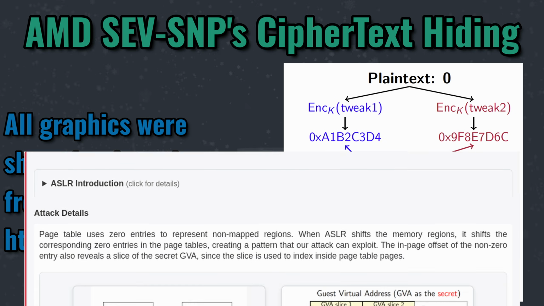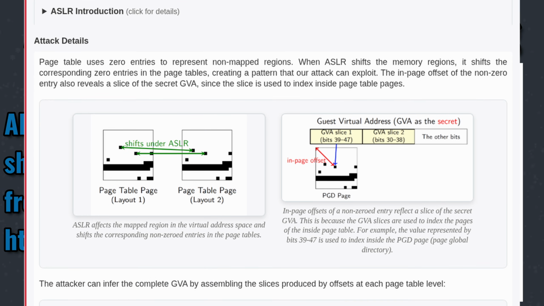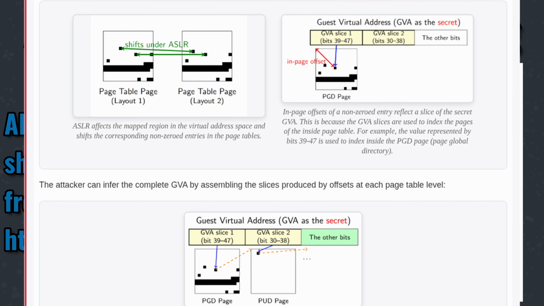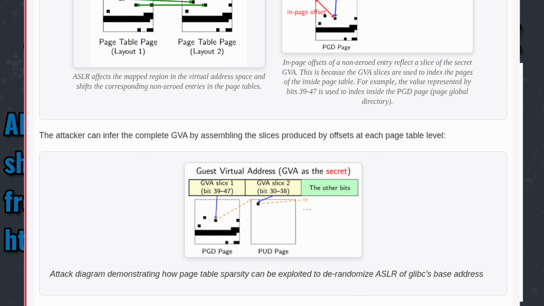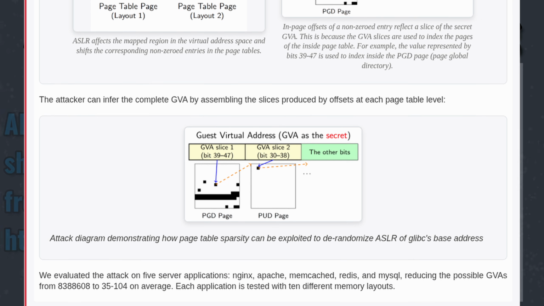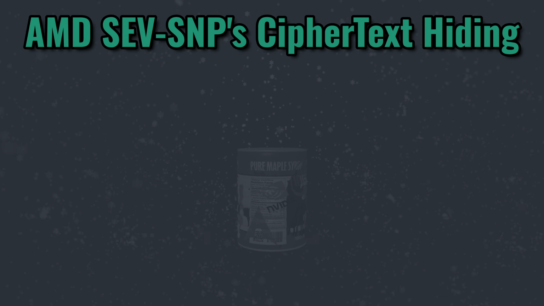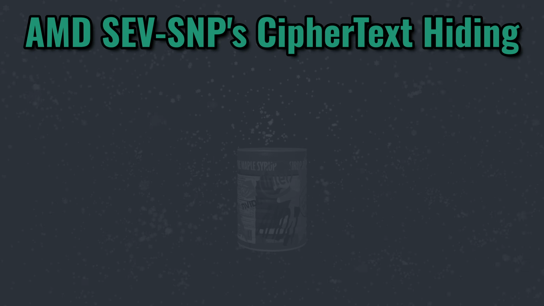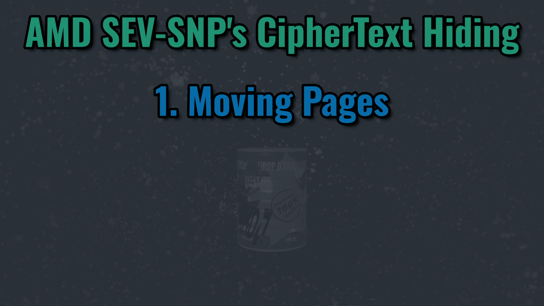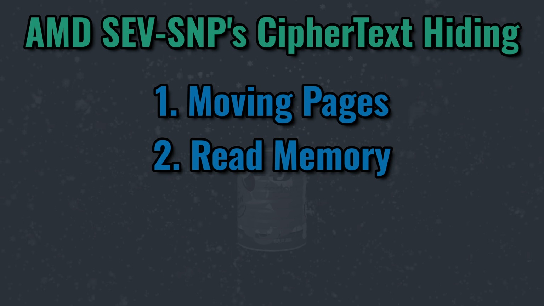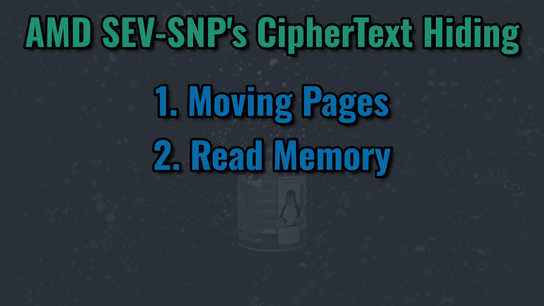So you can break the address space layout randomization. You can try to leak some positional information based on where there's zeros, where there's an actual value. So this is not good, right? This is not what we want. And this is empowered by two features: the feature to be able to move pages of memory and the feature to be able to read that memory from the hypervisor's point of view.